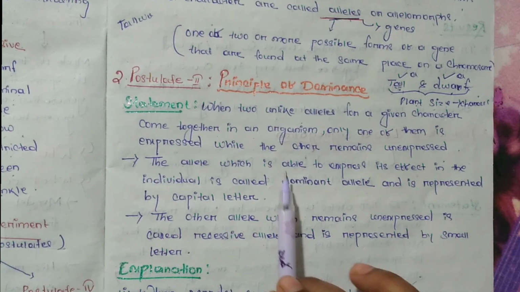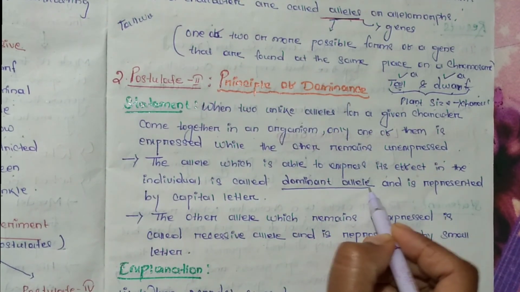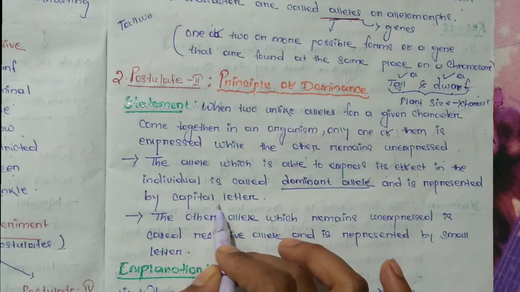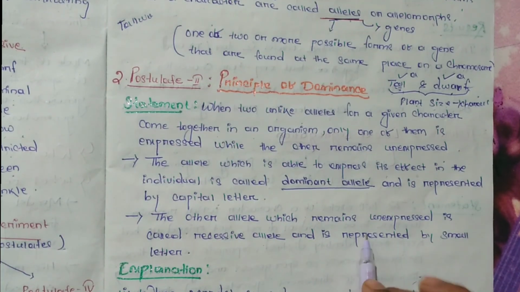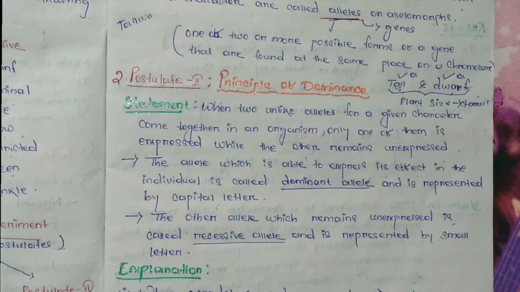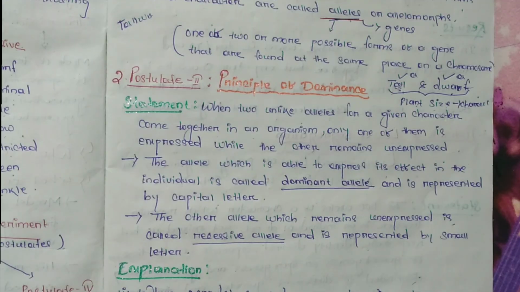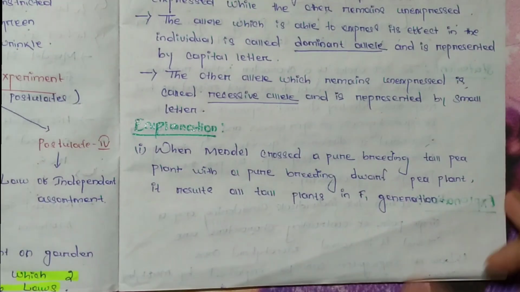The allele which is able to express its effect in the individual is called the dominant allele and is represented by a capital letter. The other allele, which remains unexpressed, is called the recessive allele and is represented by a small letter. All of this was stated by Gregor Mendel. So here is the explanation about this.